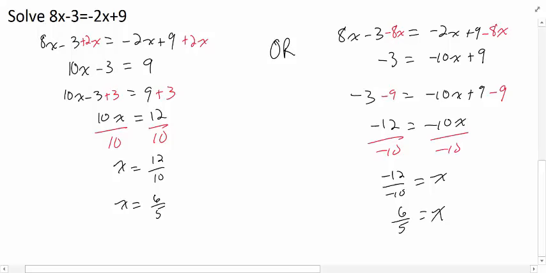So you can see that no matter which you choose, either adding 2x to both sides to get all the x's together on the left, or subtracting 8x on both sides to get all the x's together on the right, we still end up with the same solution, x equals 6 over 5.